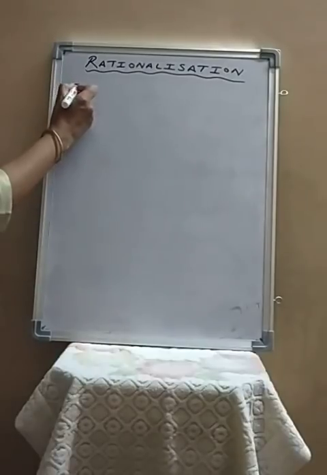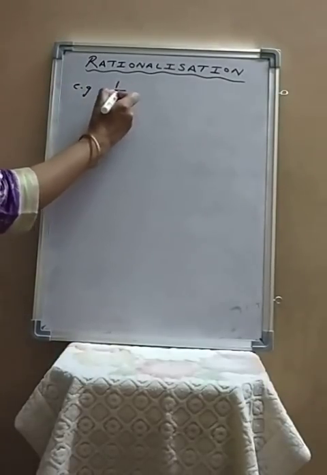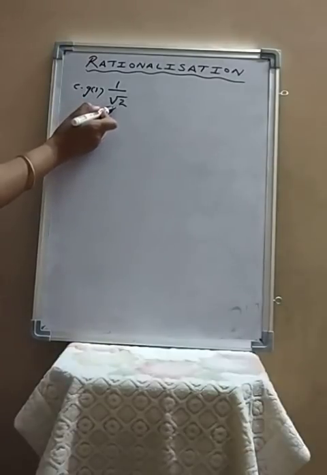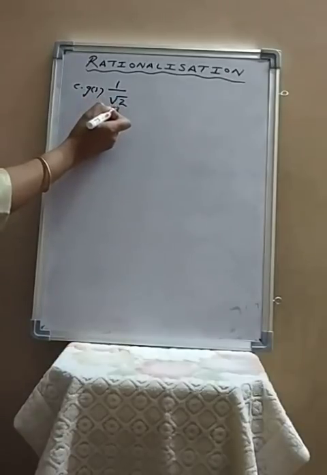Now students, let's move on to the most important topic of chapter 1, that is rationalization. From the name itself it's clear, rationalization means making something irrational into rational. It is a method by which we can convert the irrational, like let me take the first example, 1 by root 2. So using rationalization, the denominator of the expression can be converted from an irrational number into a rational number. It is specifically for the denominator.